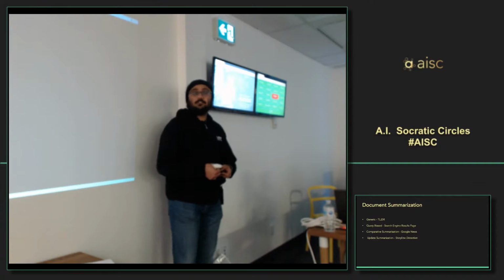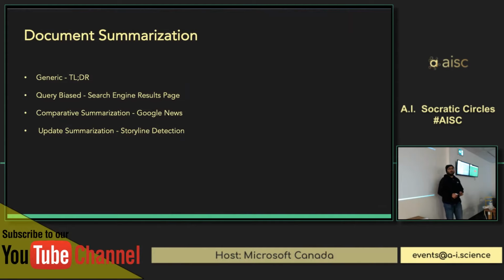Query-based document summarization is basically when you put a query into a search engine and they want to return to you a snippet which summarizes the page and also shows you where in the document the different keywords occur. So that's query biased.